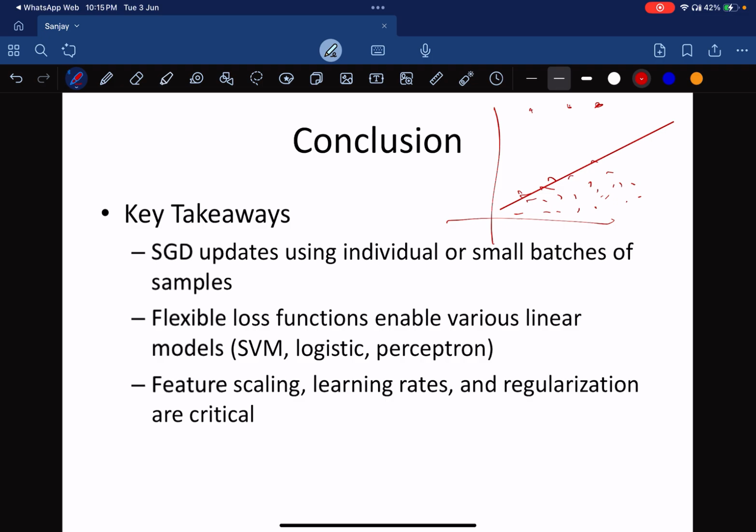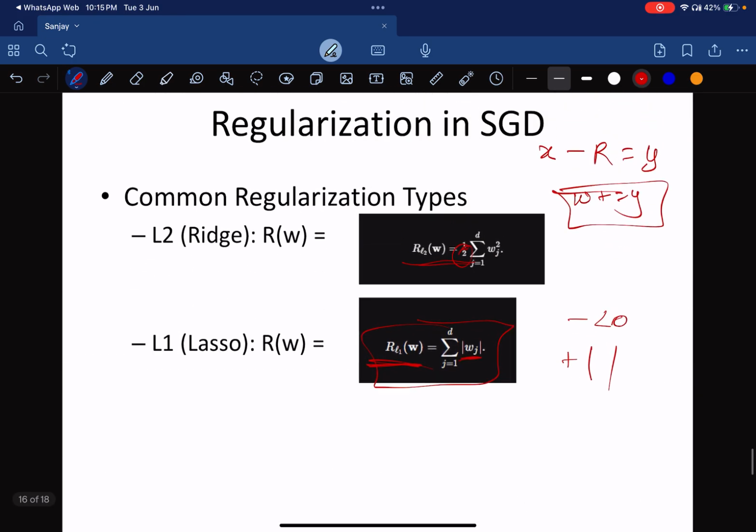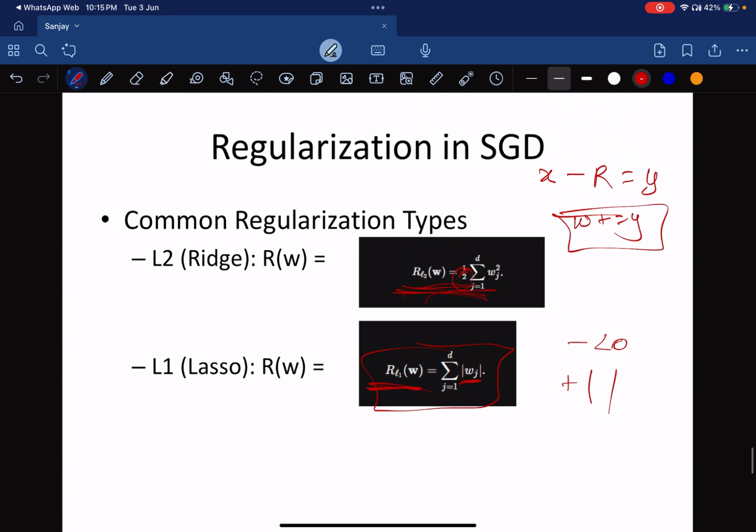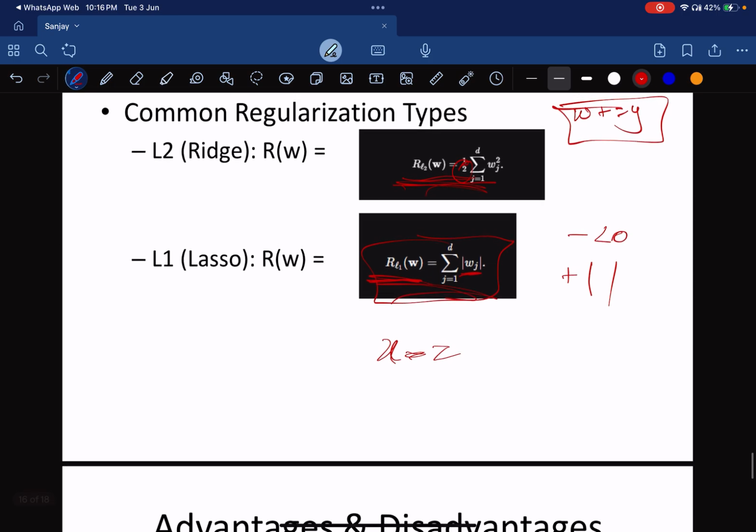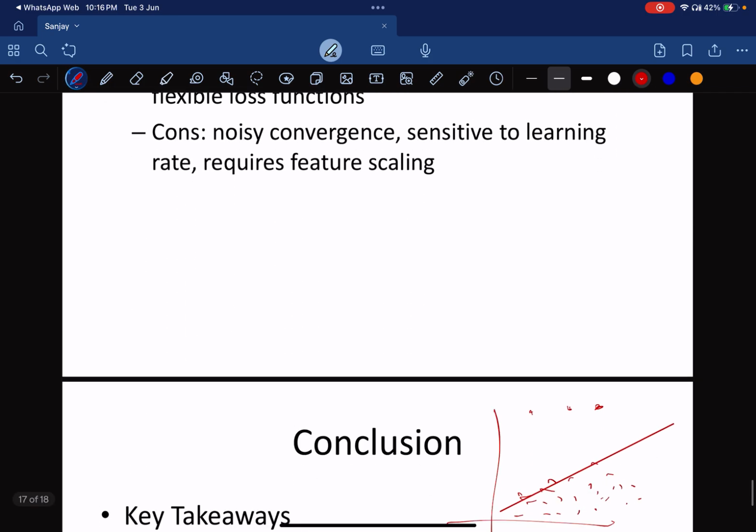So to prevent this overfitting problem, we use something called regularization. I have already told the regularization formulas. When it finds the loss of a data point, it will subtract the regularization from that, because maybe it's an outlier, and it will update its weights.